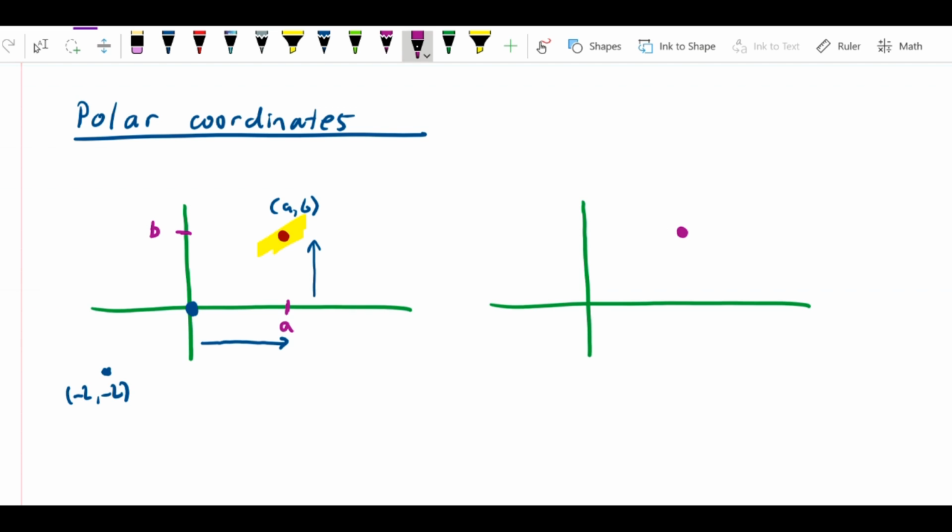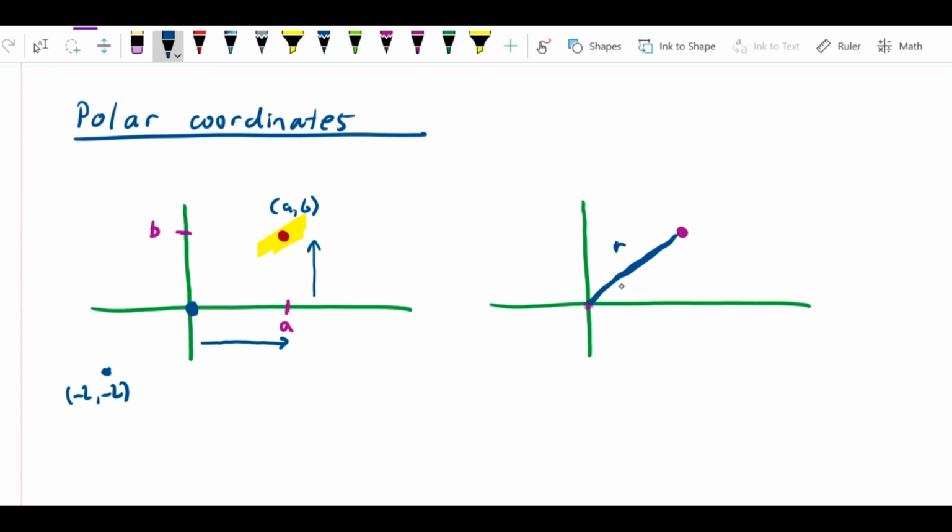As soon as I add the concept of moving to the right and then moving in some other direction, such as up, then I can get to the point. So consider the following method of describing the position of a point. Let's ask how far the point is from the origin, and we're going to call that distance r for radius.